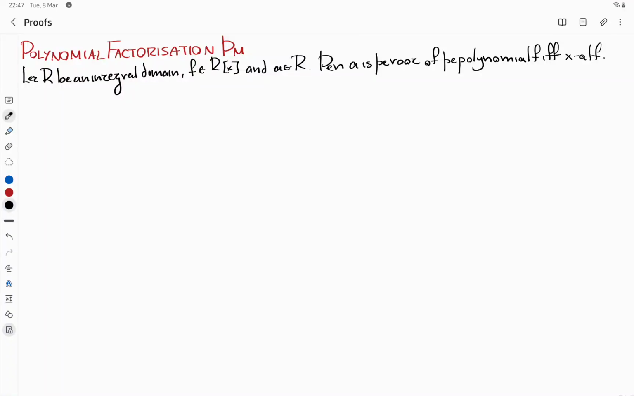We're going to be talking about the polynomial factorization theorem. It essentially states that normal polynomial factorization works. For example, if I have the polynomial x squared minus 1, this is equal to, of course, x plus 1 times x minus 1.